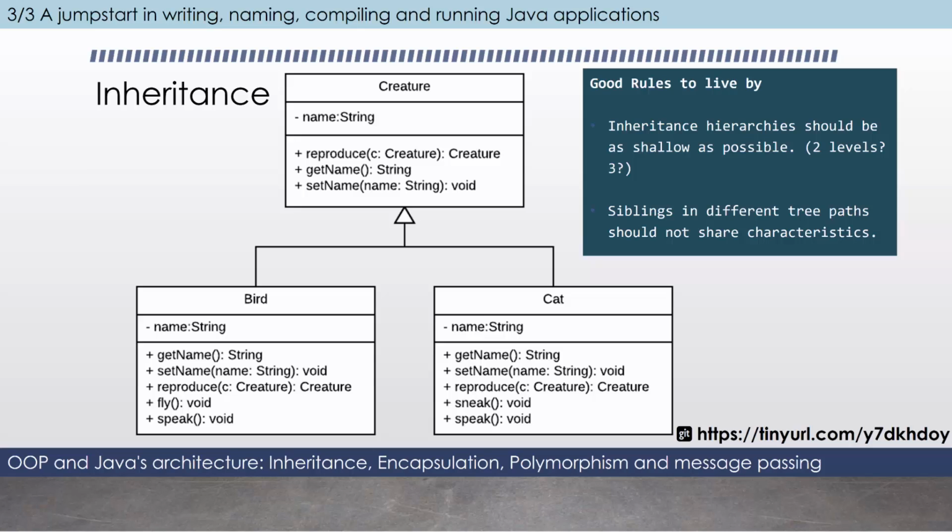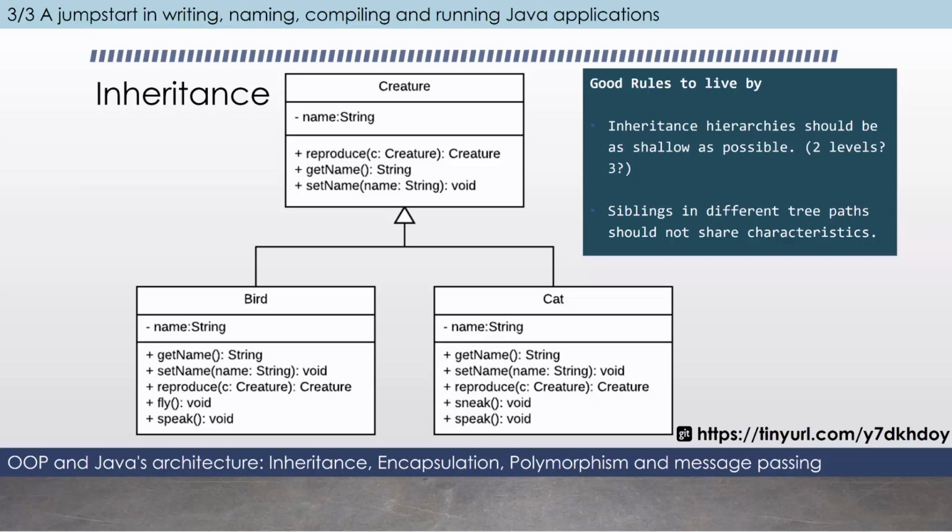So, inheritance here, we've got an example. So we've got a creature, and then we've got two subtypes, a bird and a cat. The creature provides reproduce, get name, and set name, which means that in bird and in cat we get these methods for free. In fact, if they were actually implemented methods, rather than say if this was an interface where they wouldn't necessarily be implemented, or an abstract class if they weren't implemented. But if they are concrete implementations, then you get them and you don't need to redefine them. However, the good rules to live by section is what I want to draw your attention to.